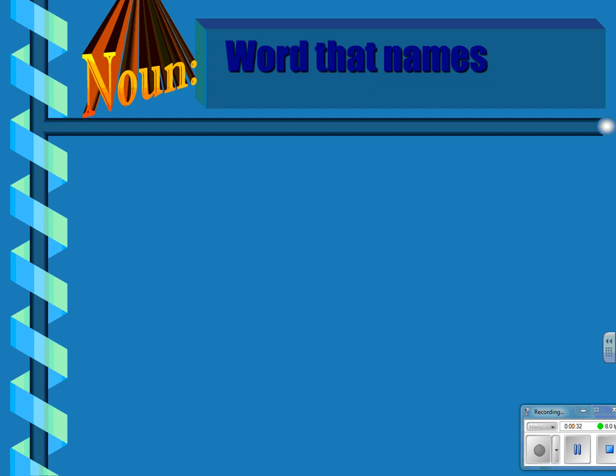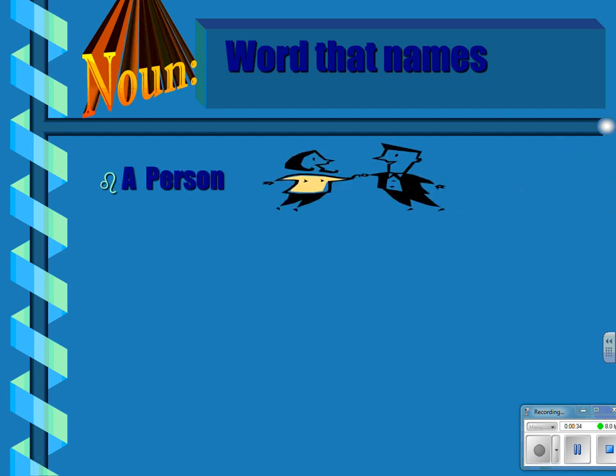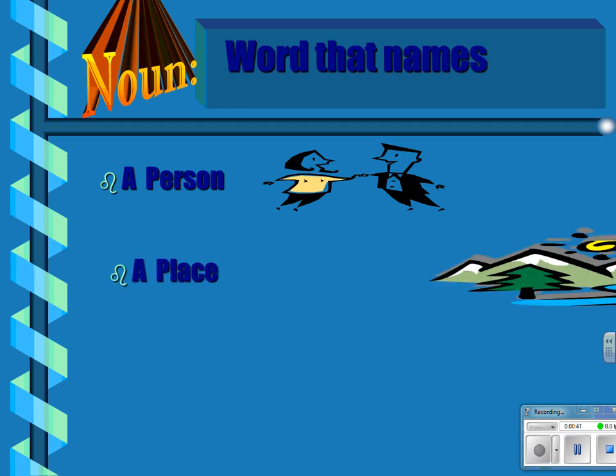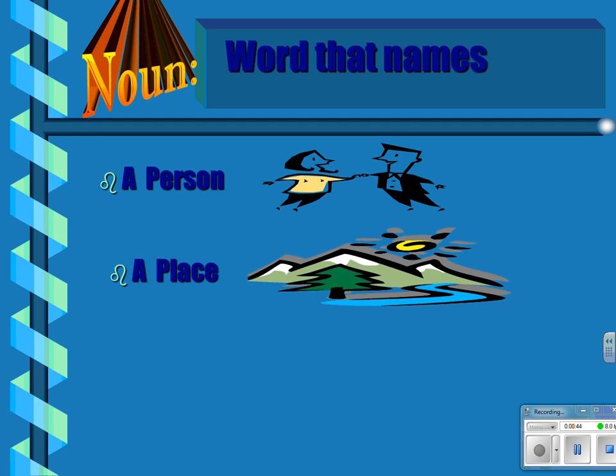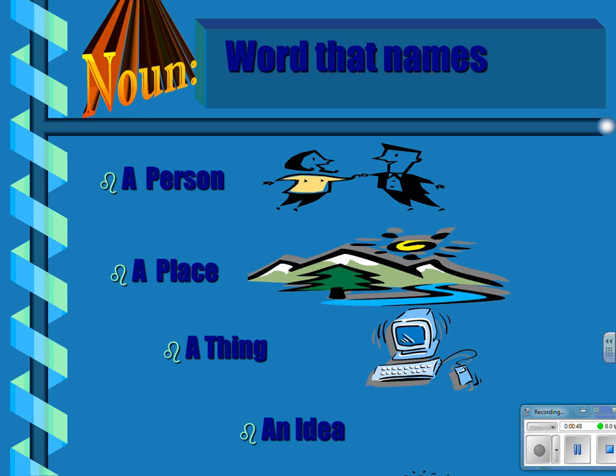A noun is a word that names a person, like boy or girl, or Jack or Jill. A place, like the mountains, the country. A thing, like a computer or an iPod. Or an idea. An idea would be something like love.